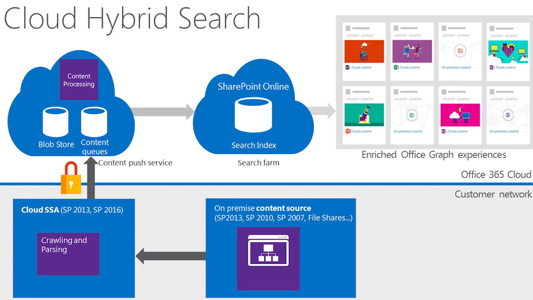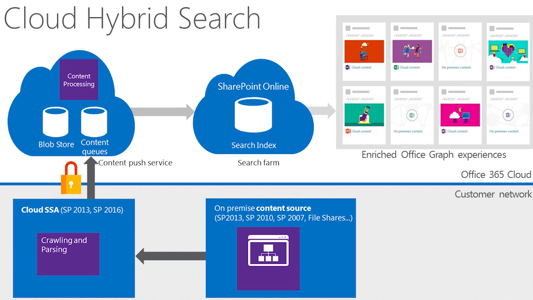The Cloud Search Service Application, or SSA, is a key element of the Cloud Hybrid solution, and it provides the ability to crawl and parse the on-premises content, which then pushes to the cloud. There, it is processed and a unified search index is built for use in Office 365. When users query the unified search index, they will get search results from both the on-premises and the Office 365 content with a combined search relevancy ranking and a single result set that feeds into the Office Graph.